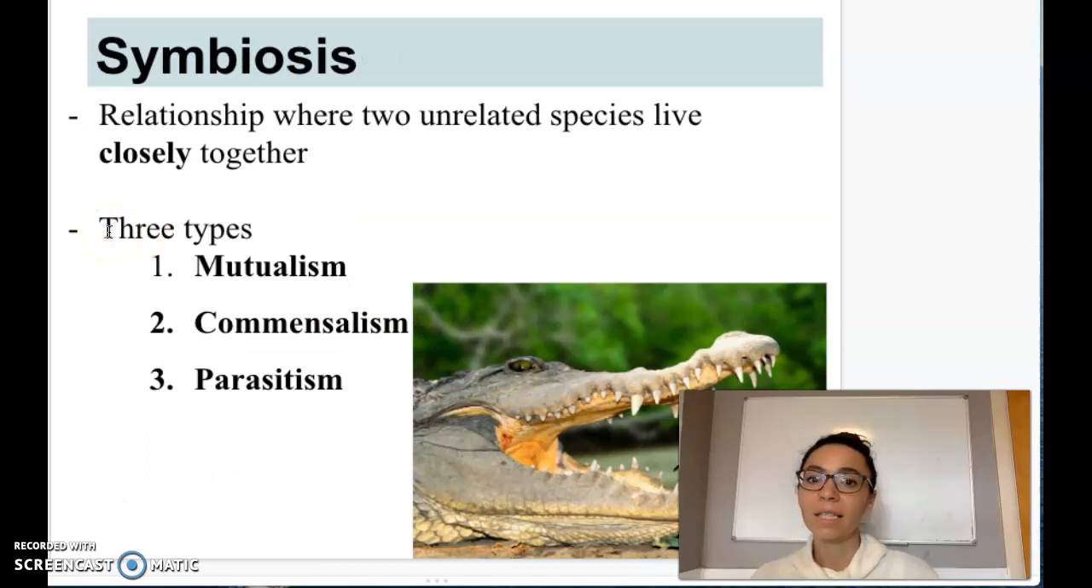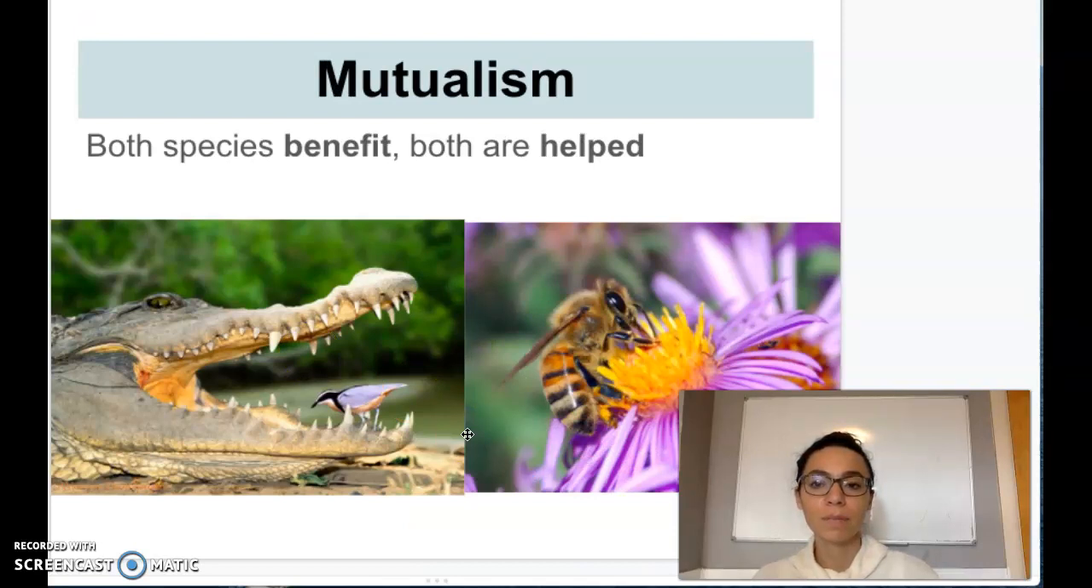And then lastly, symbiosis is the last way that organisms can interact in a community. So symbiosis is a relationship where two unrelated species, so two different species, live closely together. And there's three types that we'll talk about today: mutualism, commensalism, and parasitism. Let's start with mutualism. Mutualism is a relationship where both species benefit. And benefit just means helped. So this is good, right?